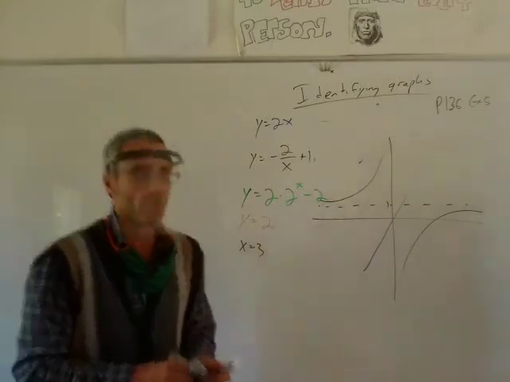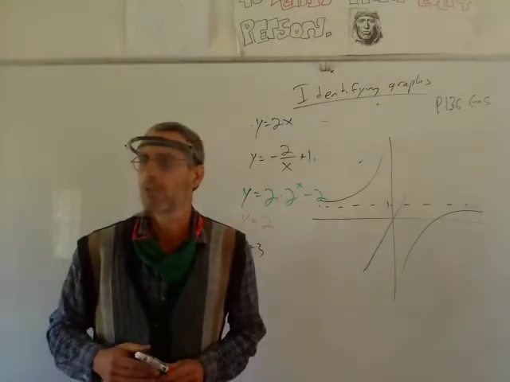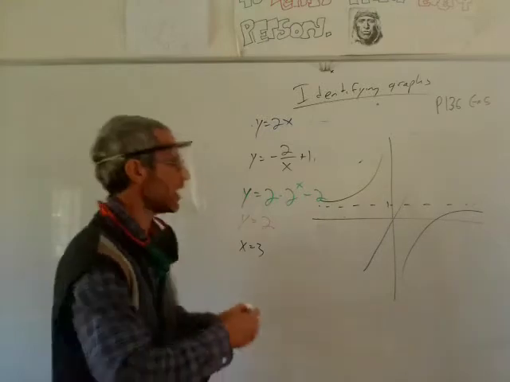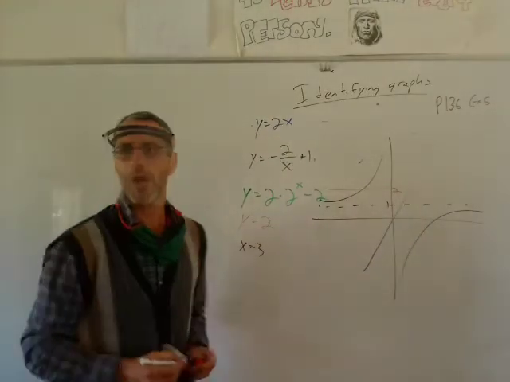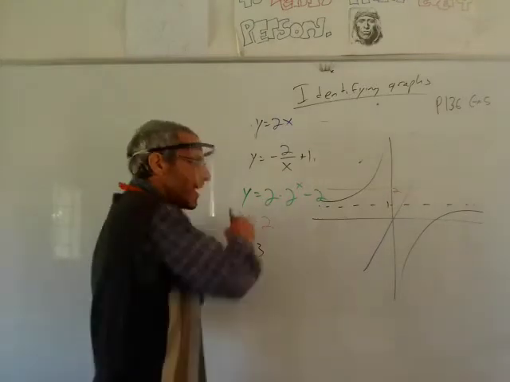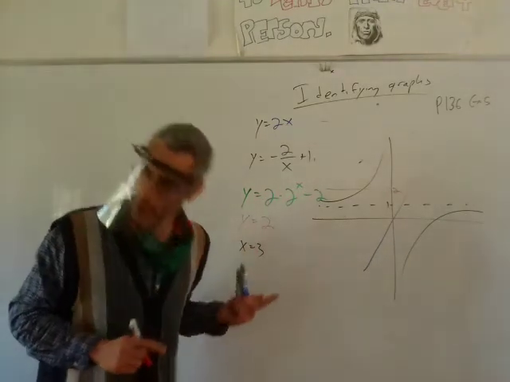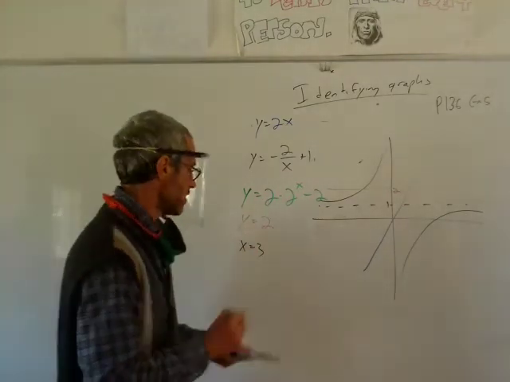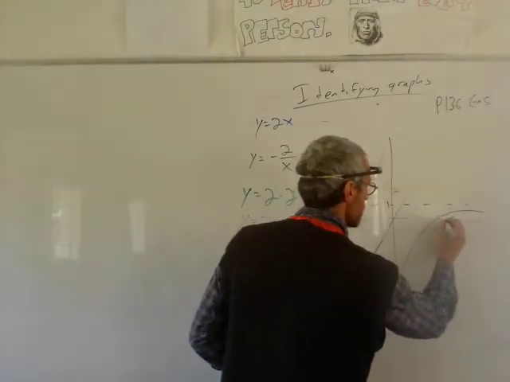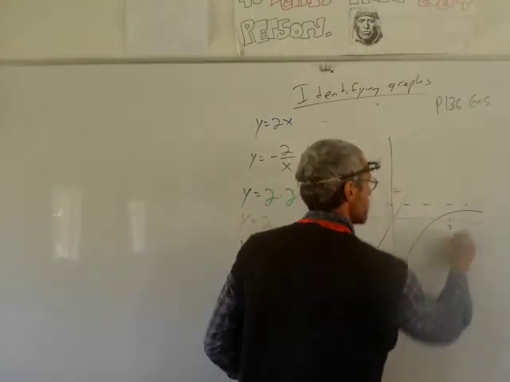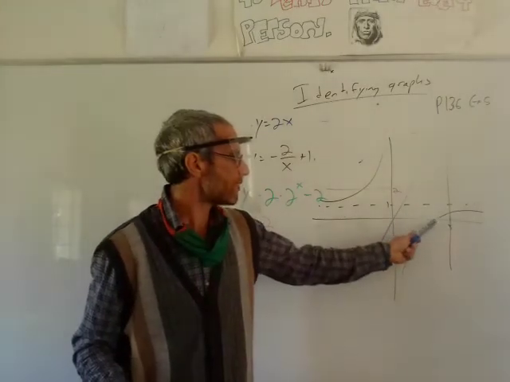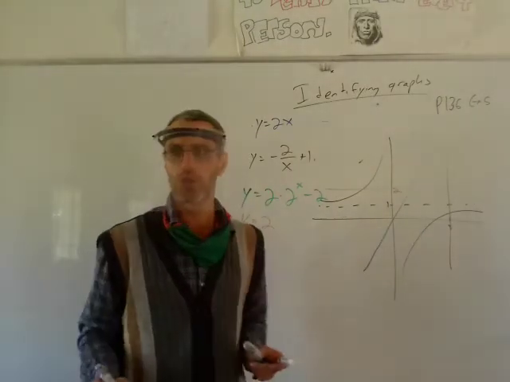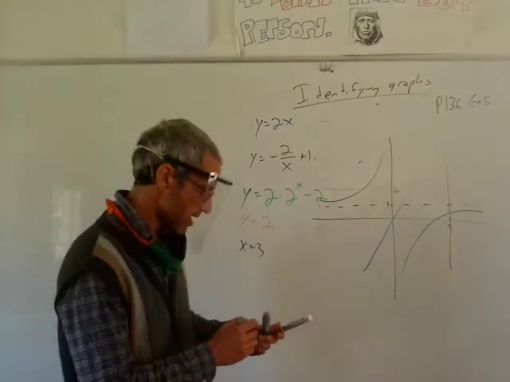Y equal 2. What is that going to look like? Horizontal line. Okay, horizontal line crossing at 2. That's y equal 2. X equal 3. A little bit more confusing. Good. A vertical line. Okay, vertical line crossing the x-axis at 3. If this was a test, you probably will have to find out what these intercept. We're not going to do that. We've done that before.